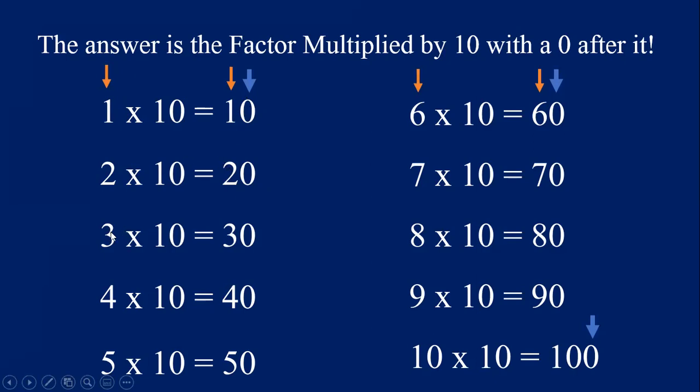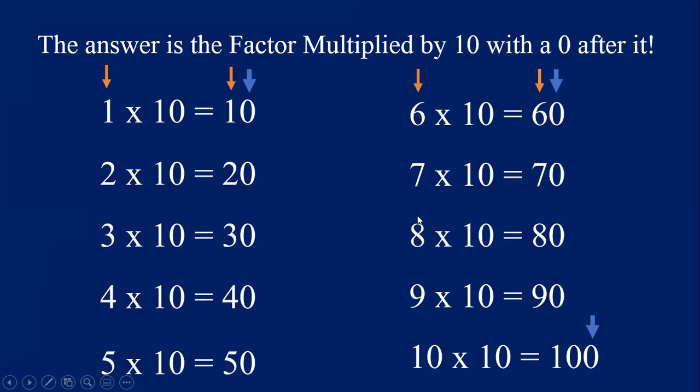3 times 10. Take that 3, write that first, put a 0 behind it, and you have 30. 4 times 10. Take your 4, write your 4 first, put a 0 behind it, and there's your answer of 40. 5 times 10. Write your 5 first, put the 0 after the 5, and the answer to 5 times 10 is 50. 6 times 10. Take the 6, write that first, put a 0 after it, and you have the answer of 60. For 7 times 10, the answer is 70. We just take that 7, write the 0 behind it, and we have 70.